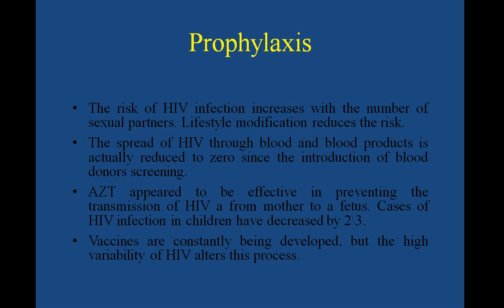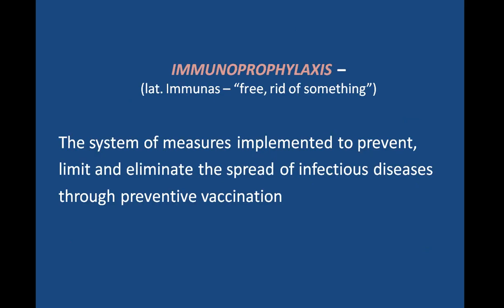Cases of HIV infection in children have decreased by 2%. Vaccines are constantly being developed, but the high variability of HIV alters this process. So continue. Immunoprophylaxis, what does it mean? The system of measures implemented to prevent, limit and eliminate the spread of infectious diseases through preventive vaccination.